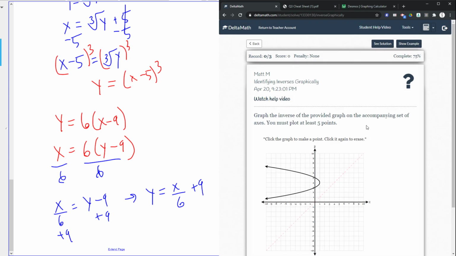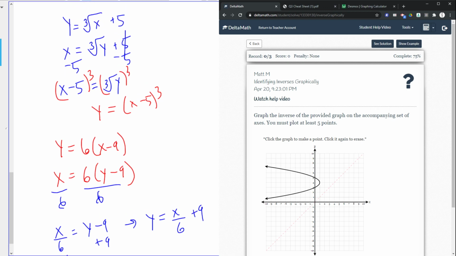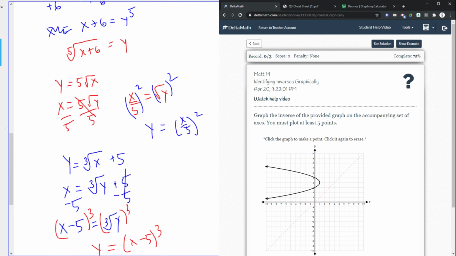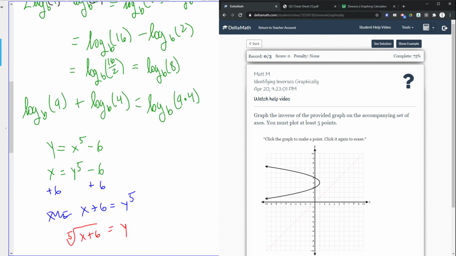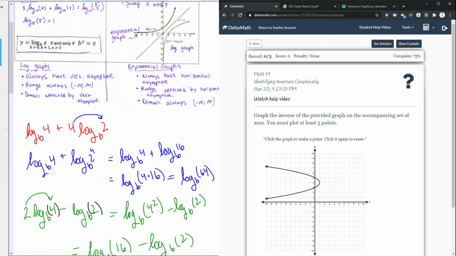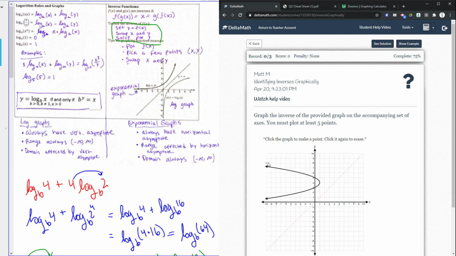So here we're identifying inverses graphically. What this section is all about is the fact that a function and its inverse, their domain and range are switched. In other words, their x and y values are swapped. So we're going to be taking points from the graph that's already plotted, and then switching the x and y values and plotting those new points. We're going to pick some points, swap x and y, and plot those.